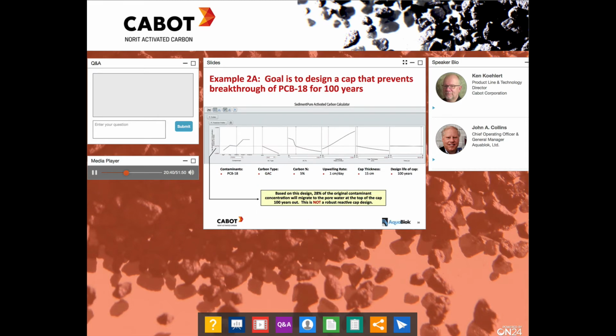Let's look at another example. Here we make the selections PCB 18 contaminant, GAC at 5% loading in the cap, a 1 centimeter per day upwelling rate, cap thickness of 15 centimeters, and we want the cap to last for 100 years without breakthrough. We see on the y-axis in window pane 1 that 28% of the original contaminant concentration in the sediment will be in the pore water at the top of the cap 100 years later. This is a very high breakthrough and is not a solution.